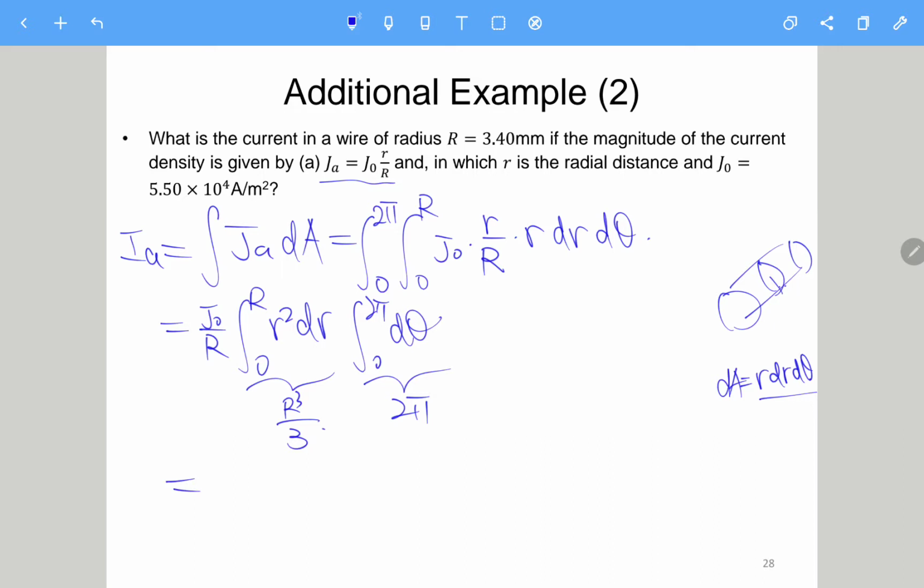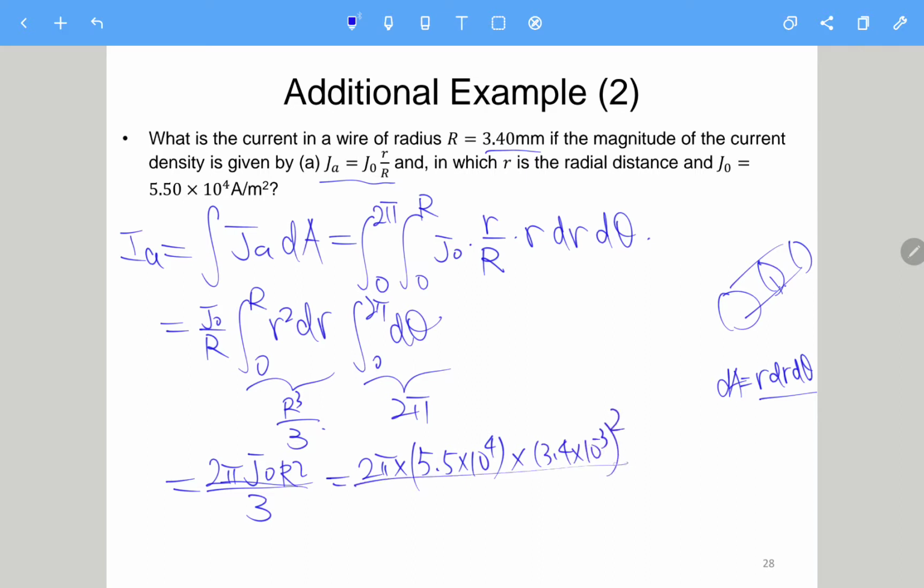So the answer will be 2 pi J0 R squared over 3. So we can just plug in the values: 2 pi times J0, which is 5.5 times 10 to the 4th power, times R squared, which is 3.4 times 10 to the minus 3rd power squared, and then over 3.